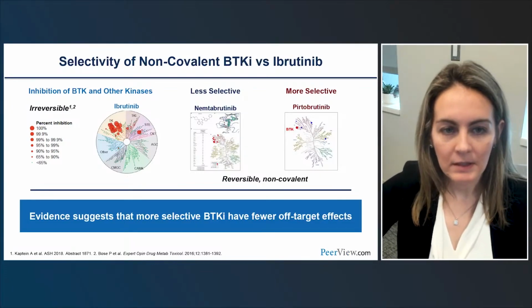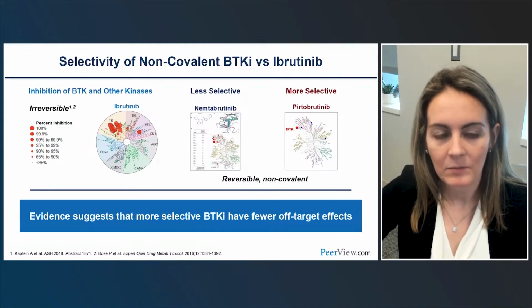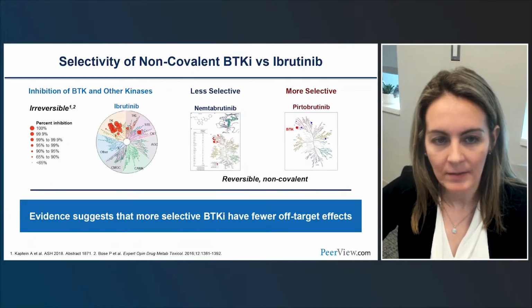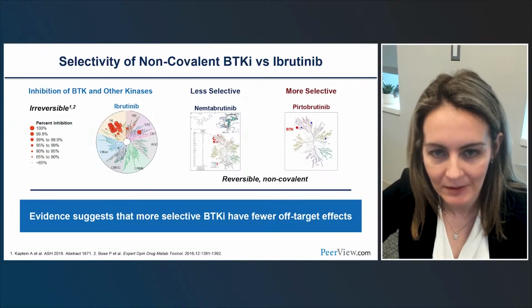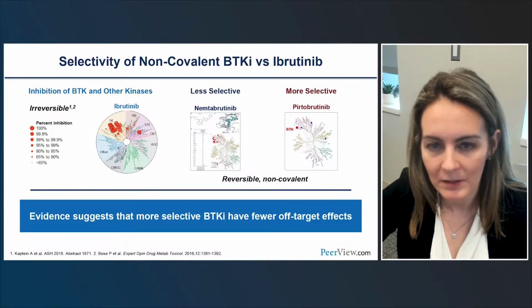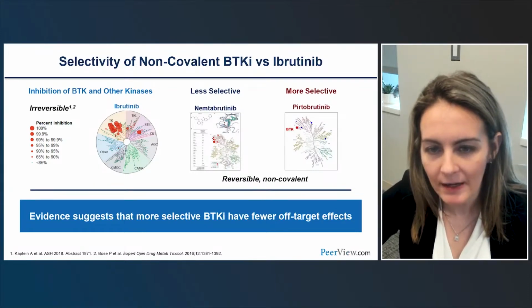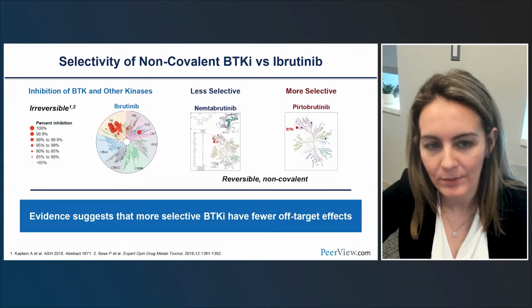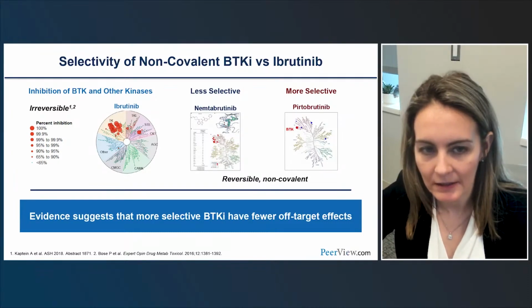So here you'll see a slide that looks at selectivity of different BTK inhibitors. And you'll see ibrutinib, again, as a reminder, this is a covalent BTK inhibitor that binds irreversibly. And then you'll see the non-covalent BTK inhibitors, nemtabrutinib and pirtobrutinib. And what we're looking at here are the kinome plots and the selectivity for the BTK target here.